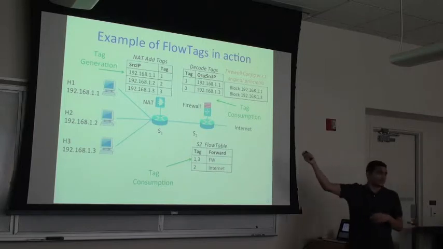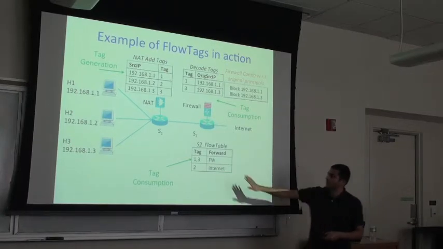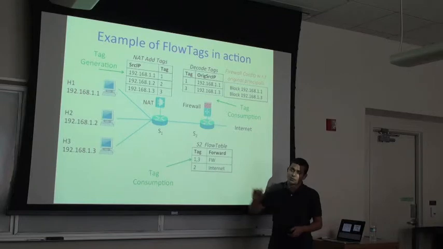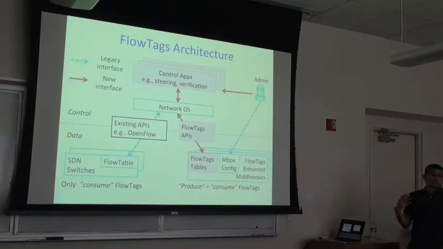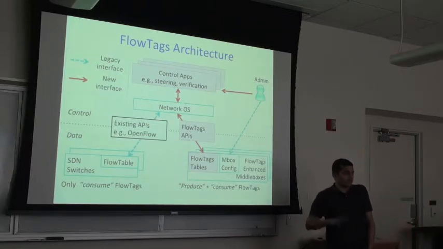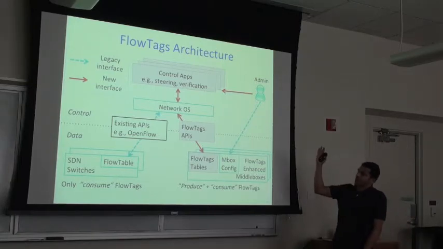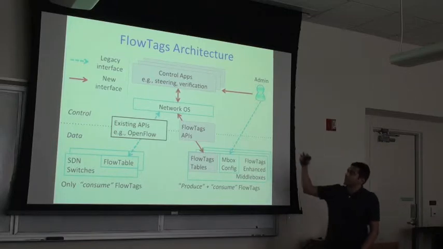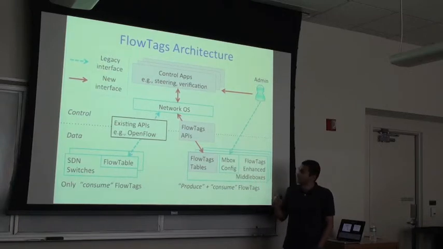So of course, we do need modifications to middle boxes to support tag generation and tag consumption. Switches can just use existing OpenFlow, as long as this tag is encoded in some header field that's OpenFlow compatible. This is the architecture we envision going forward. If you want a clean integration of the middle boxes with these hidden actions inside SDN, you have a new API between FlowTags-enhanced middle boxes, to control this tagging logic, and the controller or network operating system.